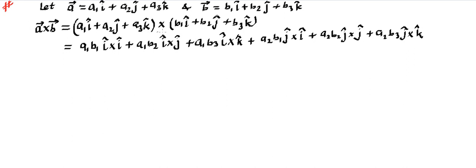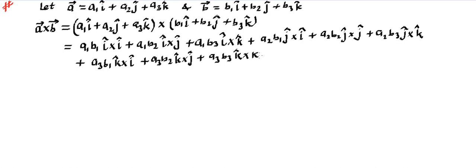Now similarly A3 k cap has to be expanded and multiplied with all these terms to get further 3 terms. So I'm writing over here. It's going to be A3 B1 k cap cross i cap plus A3 B2 k cap cross j cap, and finally it will be A3 B3 k cap cross k cap.